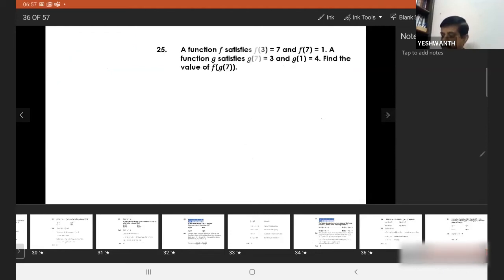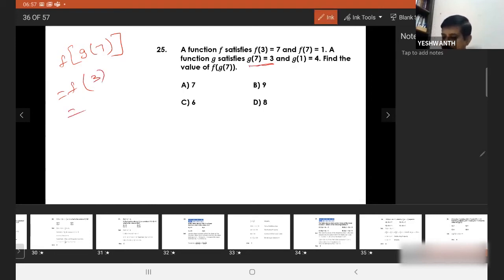Okay. Let us go to the next question. A function f satisfies f of 3 equal to 7, f of 7 equal to 1. A function g satisfies g of 7 equal to 3 and g of 1 equal to 4. Find the value of f of g of 7. So f of g of 7. What is g of 7 according to this? 3. f of 3, f of 3 equal to what? 7. So the option is A.